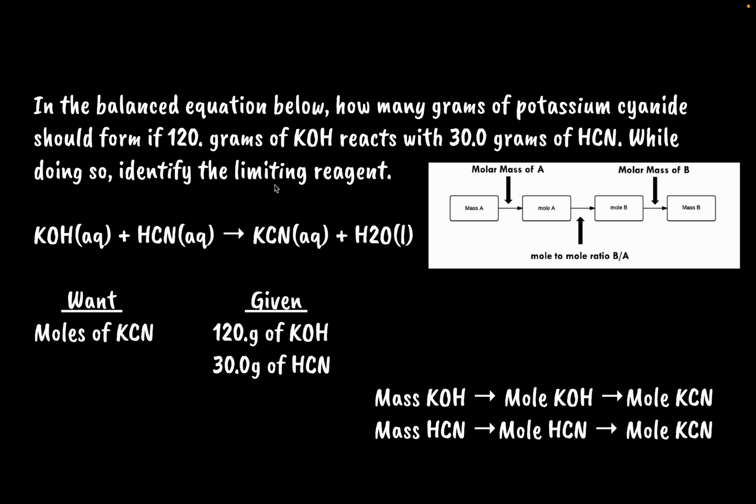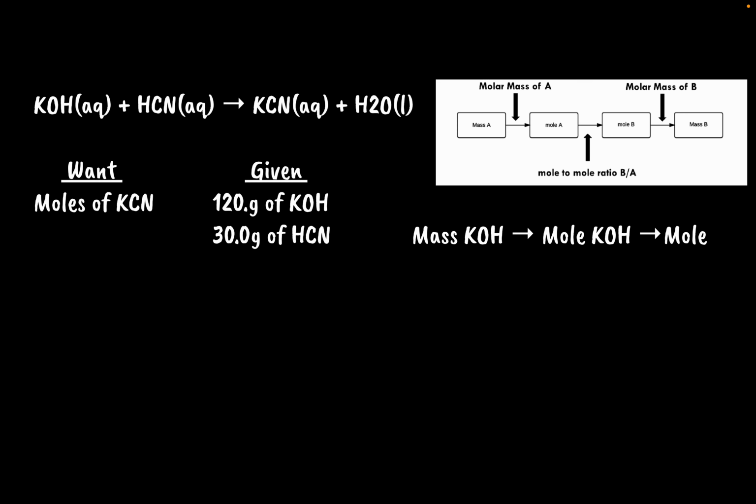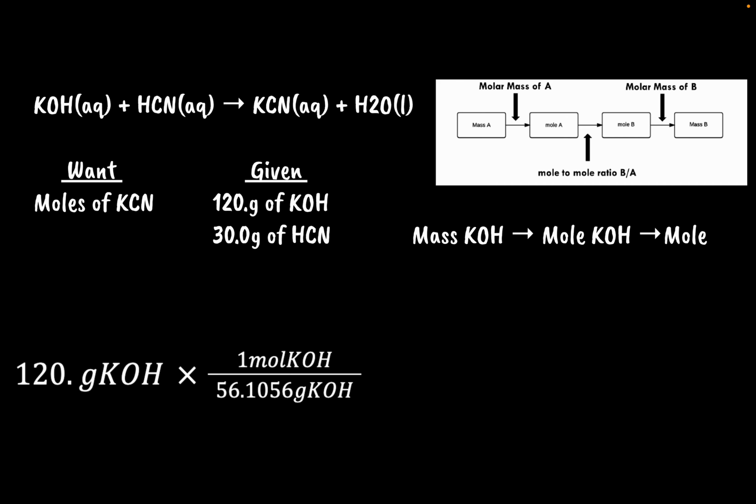Okay, as you can see, there are two maps. Let's first do the one on the top. So the first step of our map is to convert the mass of KOH into its moles. We would do this by dividing it by its molar mass, which you would get by adding the molar masses of potassium, oxygen, and hydrogen, which would be around 56.1056 grams. The process would look like this in dimensional analysis.